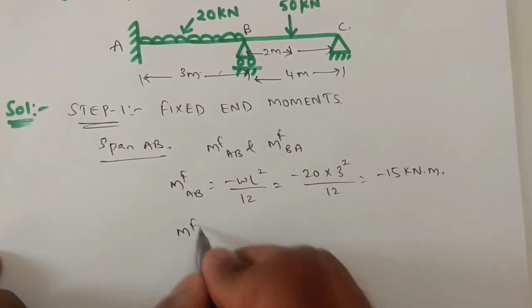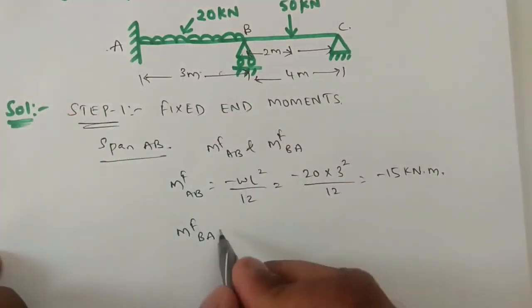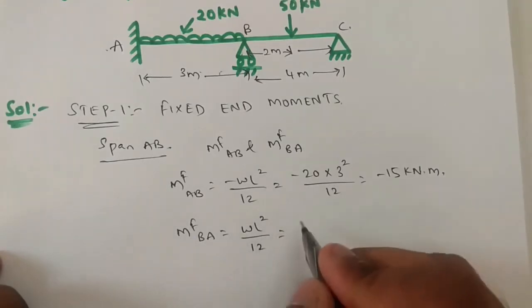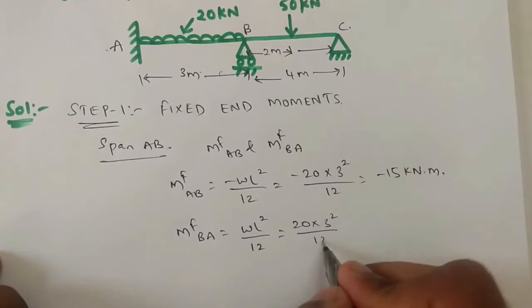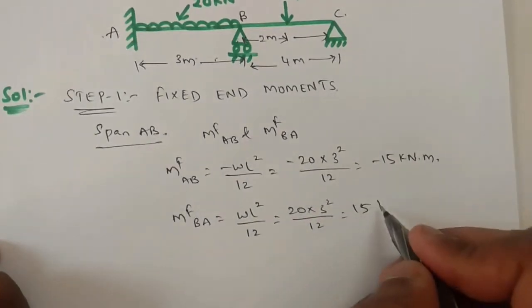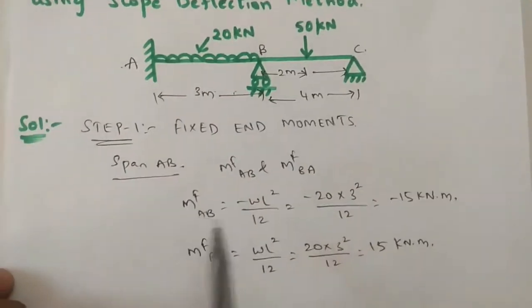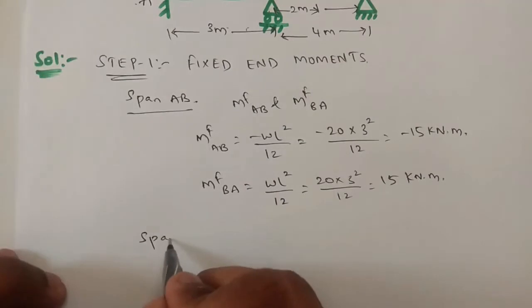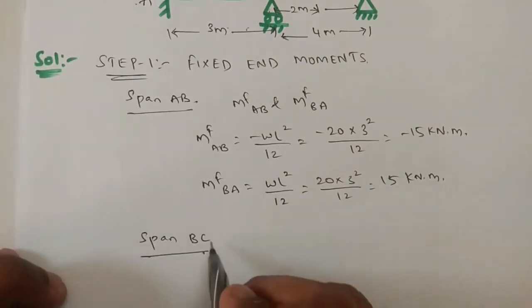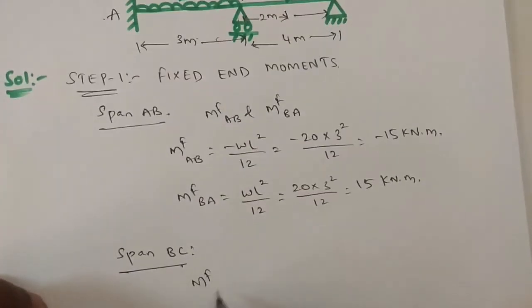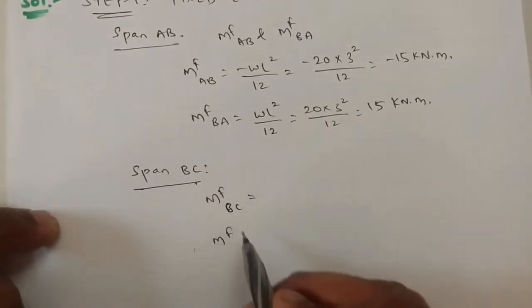Similarly, MF BA uses the same formula, but the sign changes to plus. Substitute 20 into 3 square by 12, and you will get a positive value, 15 kilonewton meter. We have done span AB, now we will do span BC. For span BC, the fixed end moments are MF BC and MF CB.